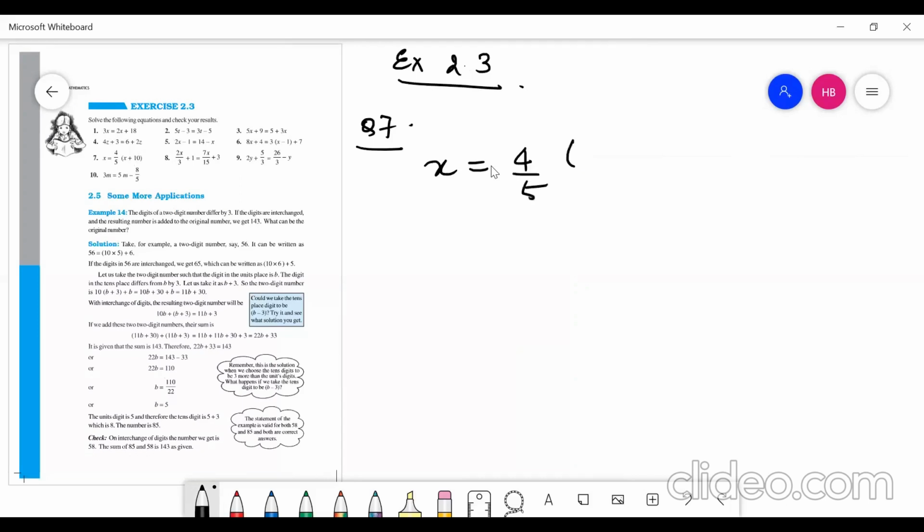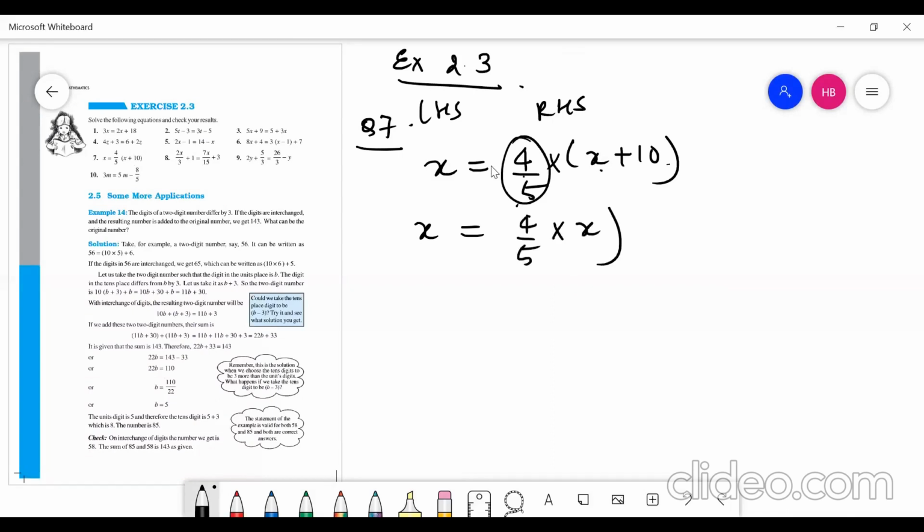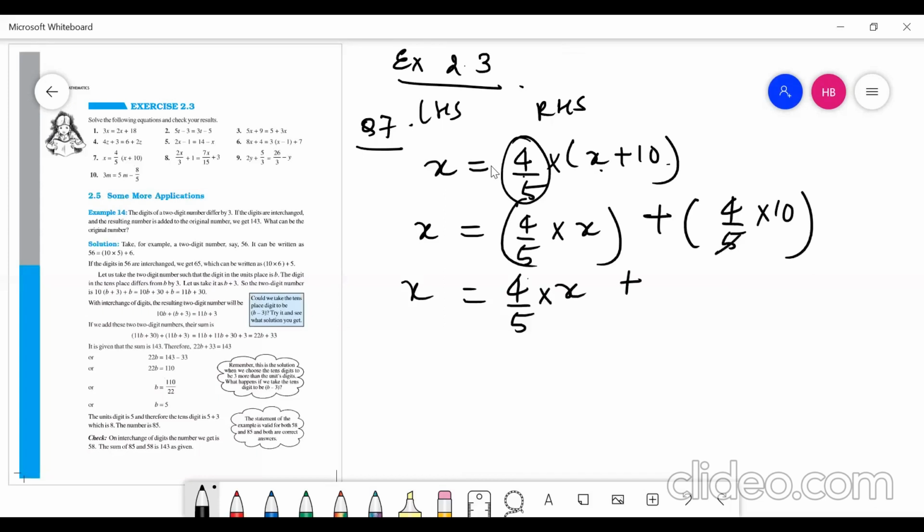This is the equation. So x will be there. I'm going to simplify this; this is my LHS and this is my RHS. I'm going to simplify my RHS. So it is in multiplication. Again, you have to apply the distributive property. You have to multiply this with x and this number with 10 also. So it will be 4 by 5 into x plus 4 by 5 into 10. Okay, so it would be x is equal to 4 by 5 into x plus 5 twos are 10, 8, right?